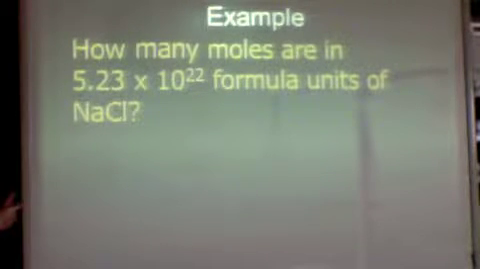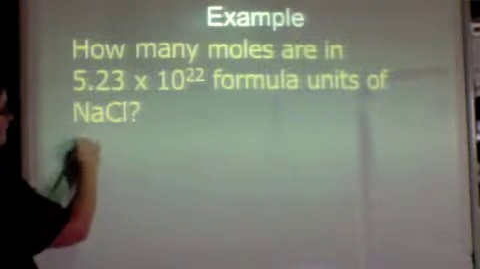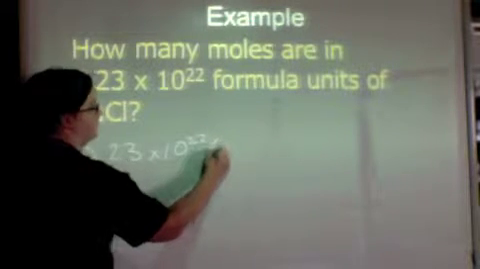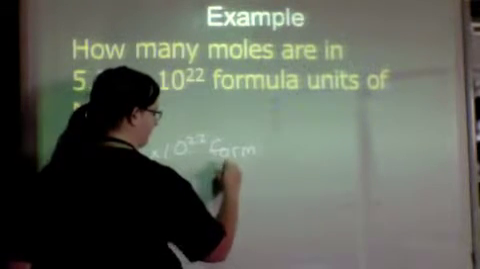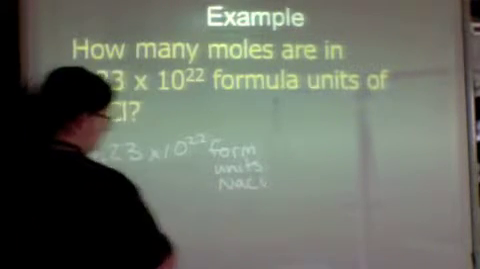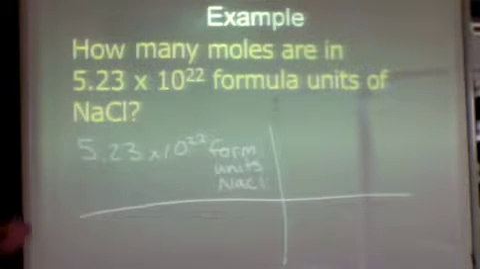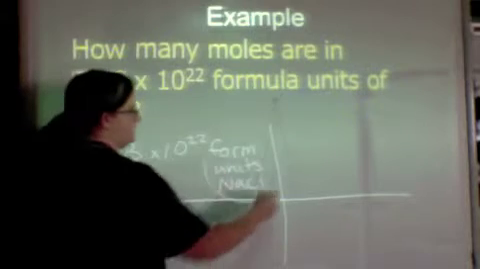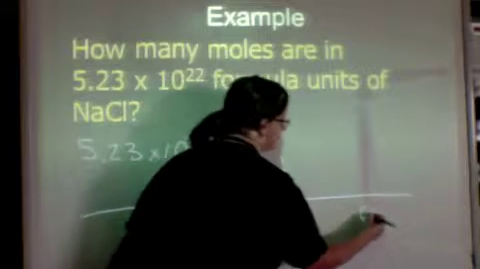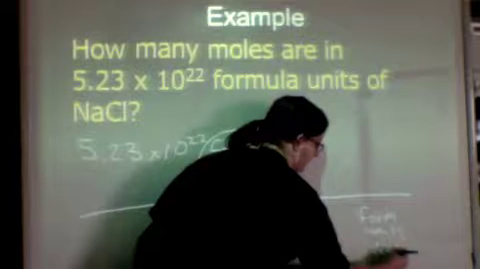Okay, so again, you always start by writing your given. So our given is 5.23 times 10 to the 22nd formula units of NaCl. Okay, and just like the previous problem in Unit 1, whatever unit is here goes to the bottom. So if we have formula units on top, we're going to put formula units on the bottom.